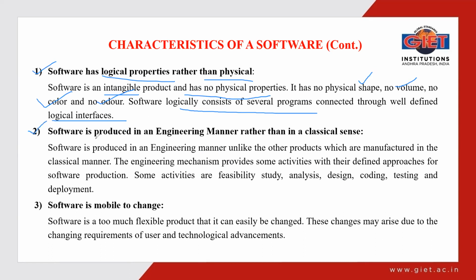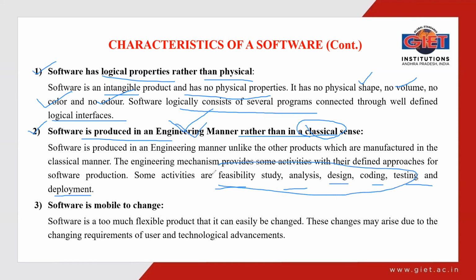Second one, software is produced in an engineering manner rather than in a classical sense. In software engineering, there are some steps you need to follow, such as feasibility study, analysis, design, coding, testing, and deployment. These steps are called engineering steps. So you need to produce the software by following these engineering steps rather than a classical way, like how a product such as a fridge or AC is produced. It's not like any hardware product. It should be produced in an engineering manner. You need to follow all these steps mentioned here. That's the reason why software is produced in an engineering manner rather than in a classical sense.